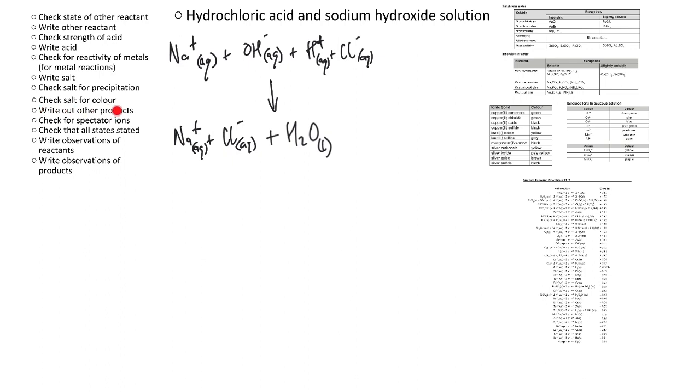So we've written out the other product. Now check for spectator ions. We should see that the sodium is a spectator ion because it's on both sides of the arrow. This is also a spectator ion, so we're going to get rid of those. Okay, so we did that. Now what?